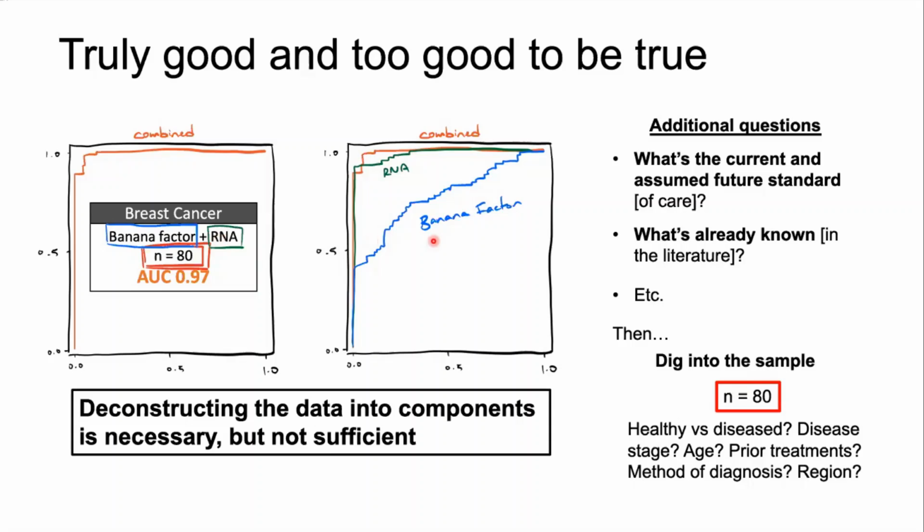So that topic's actually something that we're going to discuss in the next session. But there are a lot of additional questions that come up when you deconstruct the data. And I said it's necessary but not sufficient because there are other things you need to dig into. And by the way, we didn't invest in Banana Bio, which is not a real company, but there are companies like this that we saw.